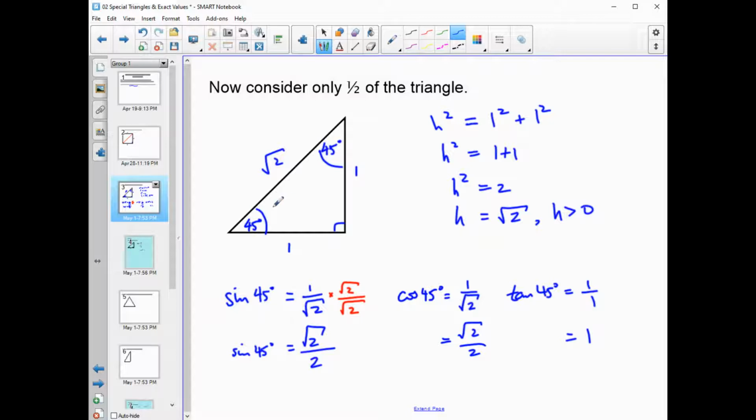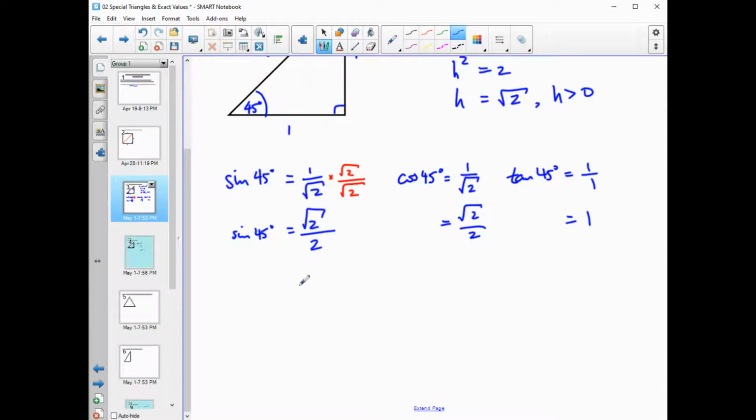In the case of the 45-degree special triangle, notice that it doesn't matter which of these two angles I use. Of course, I'm going to come up with the same set of relationships. As far as naming, you could refer to this as the 45-45-90 triangle, and it is sometimes referred to that way. Much more commonly, I feel that it's referred to as the 1, 1, root 2 triangle. That's just based on my own experience.